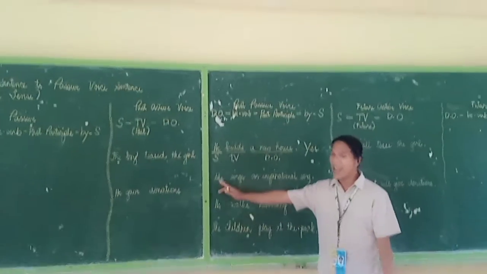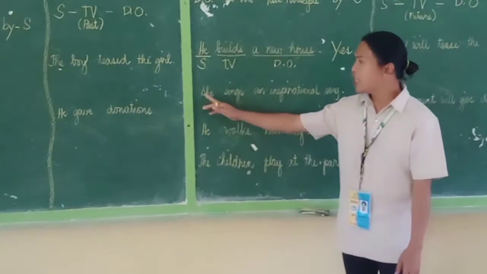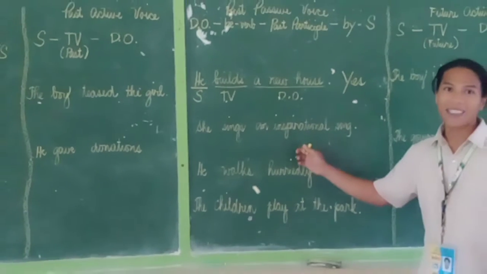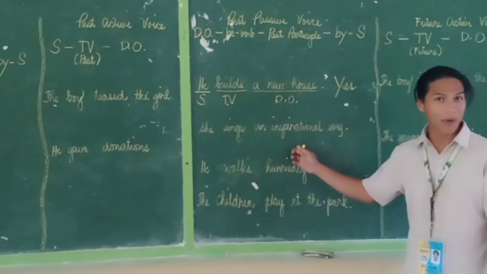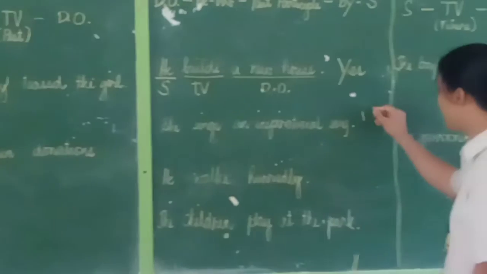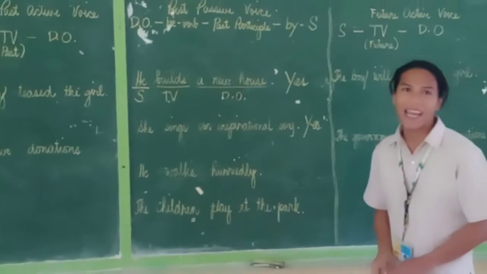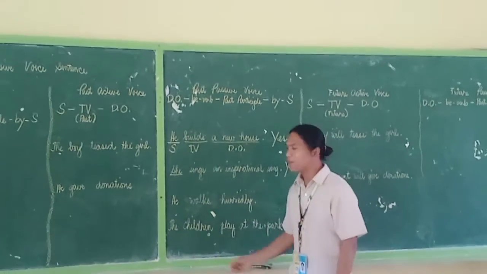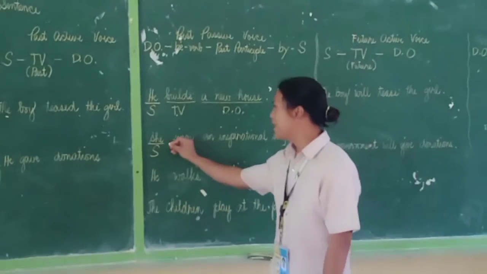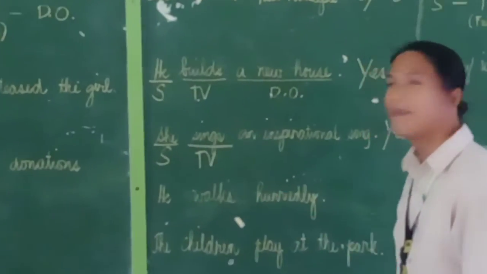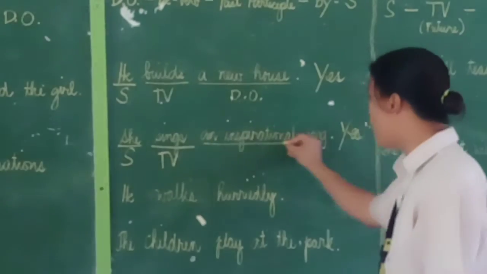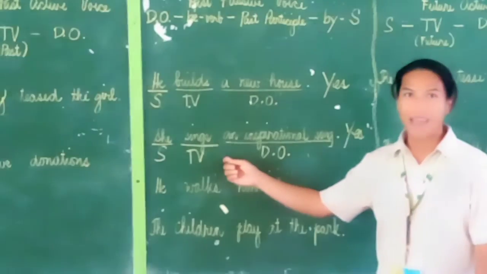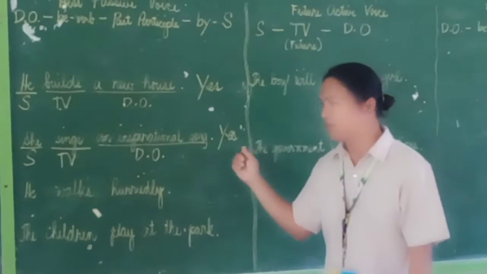Okay, what about the next sentence? She sings an inspirational song. Can this active voice sentence be rewritten to passive voice? The answer is yes. Let us identify the sentence pattern. The subject is she. The verb is sings, which is a transitive verb. And an inspirational song is our direct object. Again, this active voice sentence can be rewritten to passive voice.